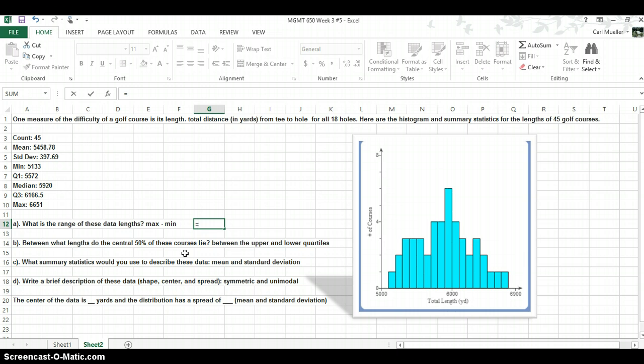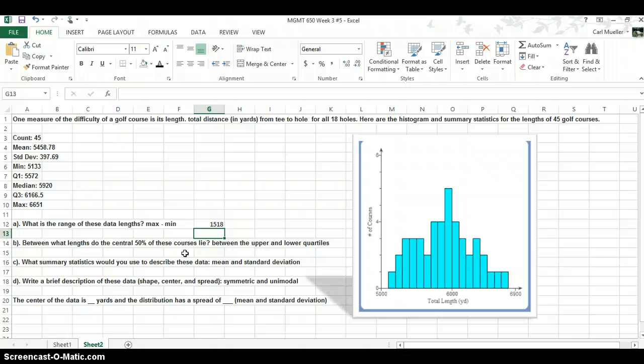In this case, we're going to take our maximum, which is 6,651, minus our minimum, 5,133. That gets us 1,518 yards. What that means is that roughly 1,500 yards separate the longest and the shortest golf course. That means the 45 golf courses are within 1,500 yards of each other in terms of length. In terms of a survey, that's pretty good, considering golf courses aren't really abundant around in a particular state.